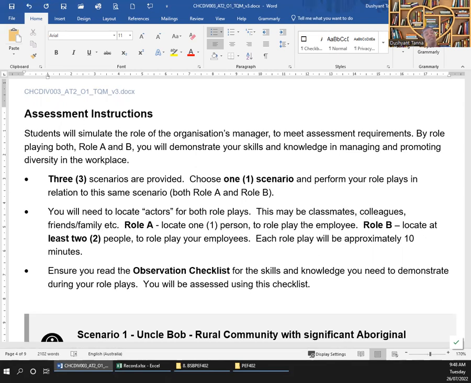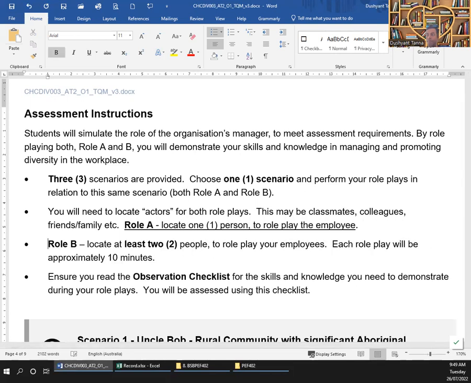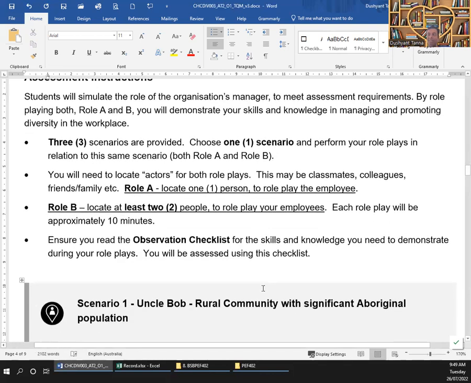Okay. Better to do it with a classmate because you've got 16 participants in this room. You help one another, and that's why you can really knock off the task pretty quickly. Okay. Role A, locate one person to role play the employee. Okay, I will underline that. Underline that. Role B, locate at least 2 people to role play the employee. Each role will be played for approximately 10 minutes.